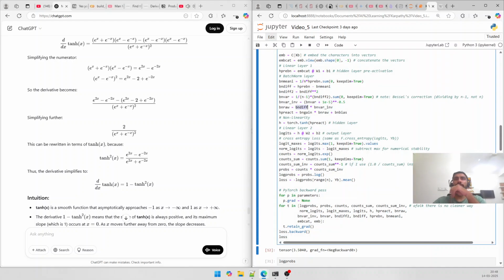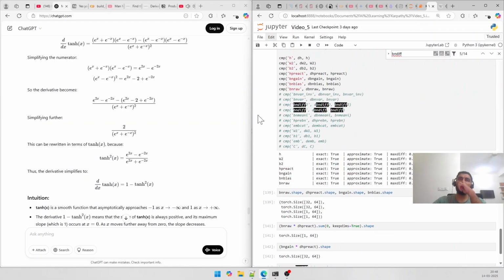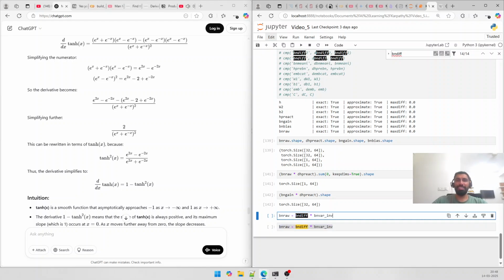No, it's used. So I see B and if used in two places, so its gradient will be a bit different. So let's calculate for this inverse. So that will be simple, right? First let's check the shapes of everything here. That's the learning.